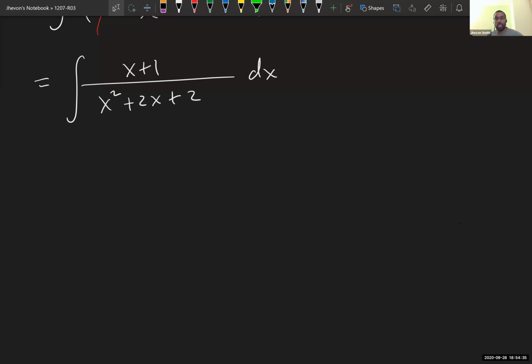So we have a new integral. What do we do when we see a new integral? Here I did u substitution, where my u was x squared plus 2x plus 2, and then I put a 1/2 on the outside of the integral.